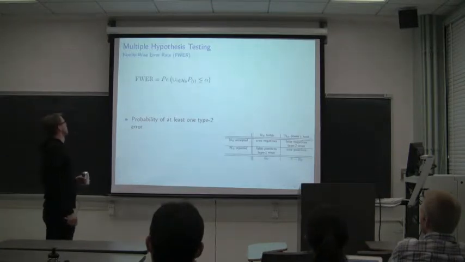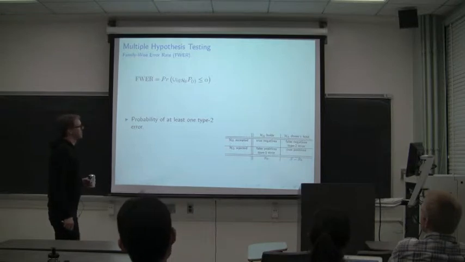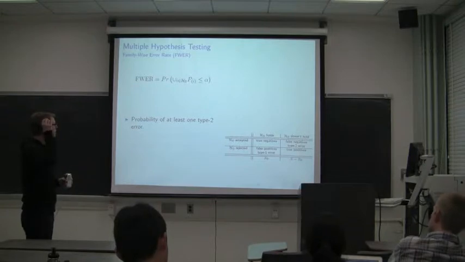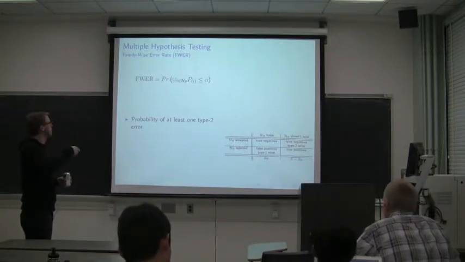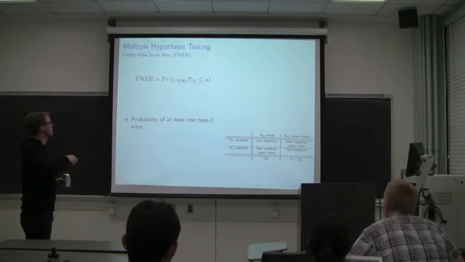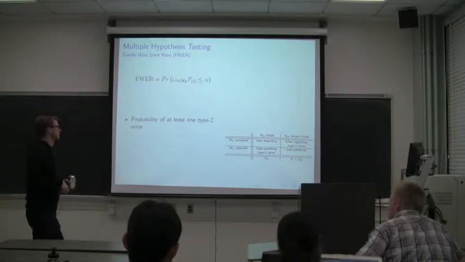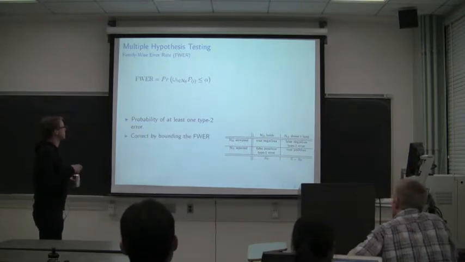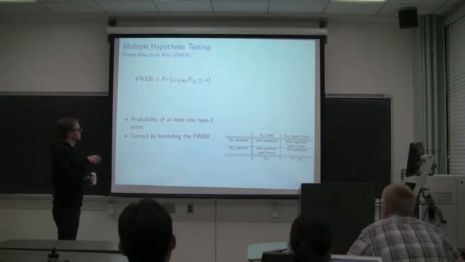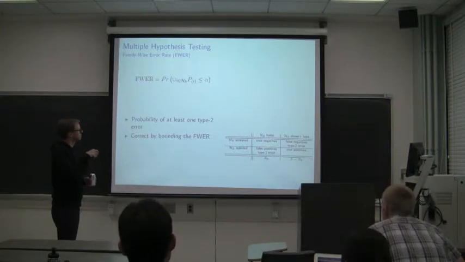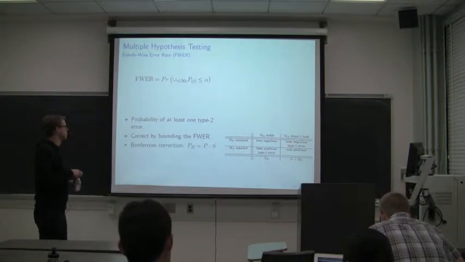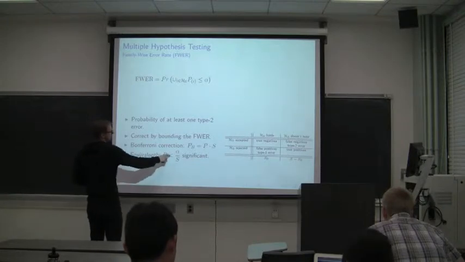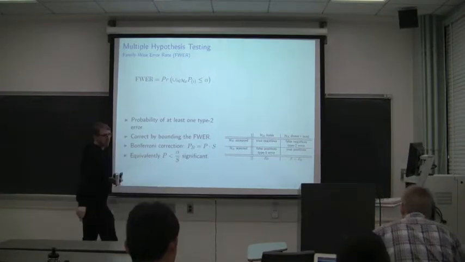And what people do most is controlling the family-wise error rate instead of the standard error rate. The family-wise error rate is the probability of making at least one type 1 error in all the tests. Instead of bounding the type 1 error per test, we now bound this. And Bonferroni correction does it by just comparing the p-value, instead of comparing it to alpha, we compare it to alpha divided by the number of tests.